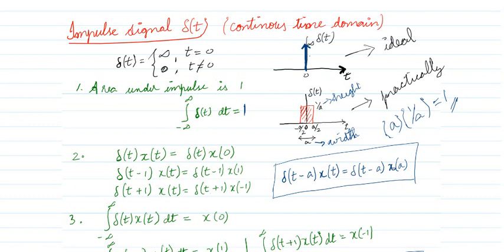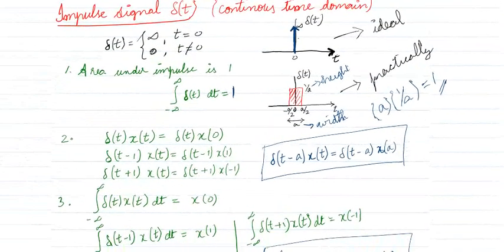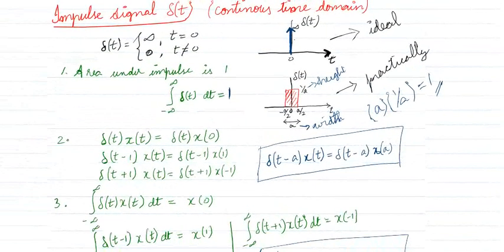Next, we will look at some other properties like delta of t into x of t, and we know the impulse is present only at the time 0. Okay, so delta of t into x of t, it is present only at the time 0, so it becomes delta of t into x of 0.